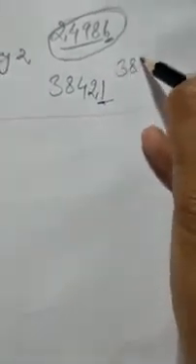If in place of 1 there is 0, then this number is divisible by 2. And this number is not divisible by 2. Why? Because it ends with 1. Yes. Now see our next rule.